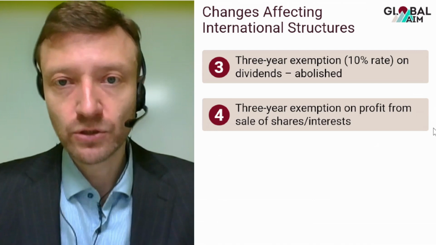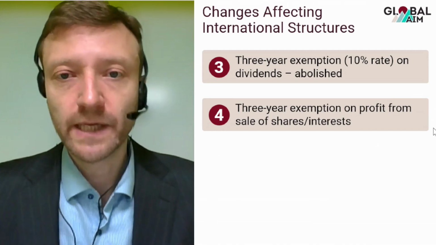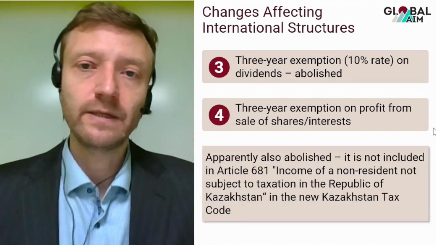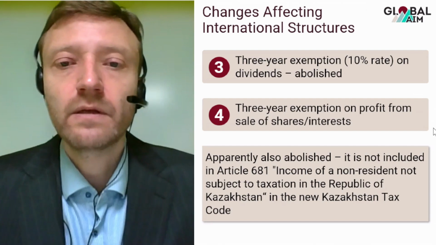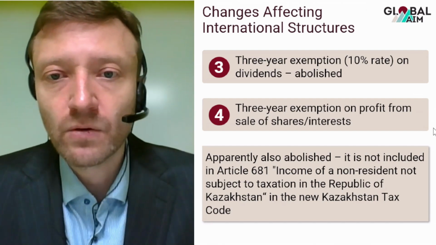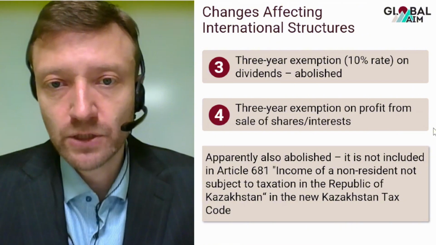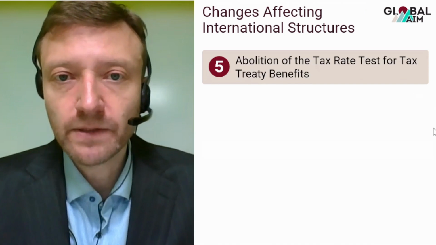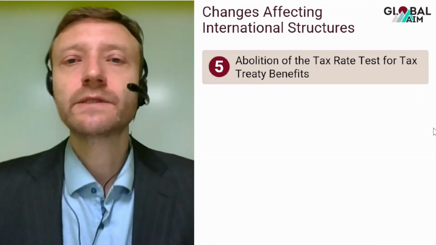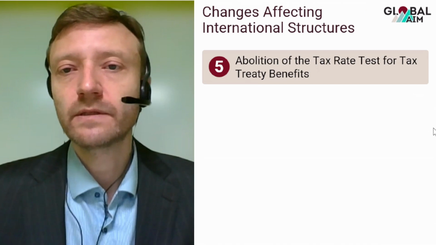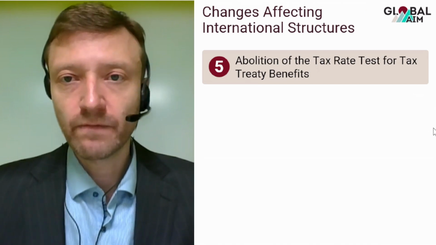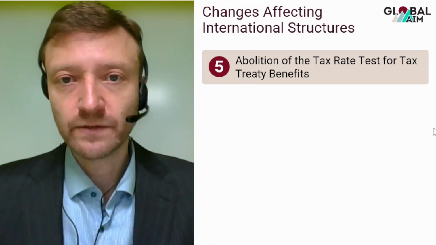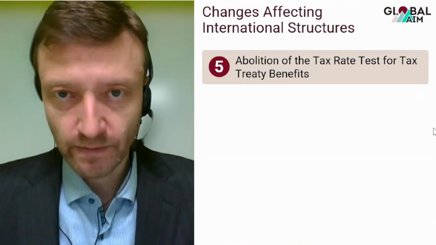Next, the 3-year exemption on profits from sale of shares and participations in subsidiaries apparently is also abolished. It's not included in the new tax code, specifically in the article on income of non-residents not subject to taxation in Kazakhstan. Again, this is a negative development. We'll discuss what can be done in this context in a bit. And the fifth change is the abolition of the subject to tax requirement for tax treaty benefits, which is a positive development.